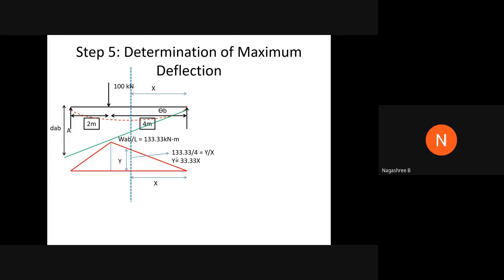All of you, are you understanding? And are you getting the value as 33.33x? All of you? Yes, ma'am.